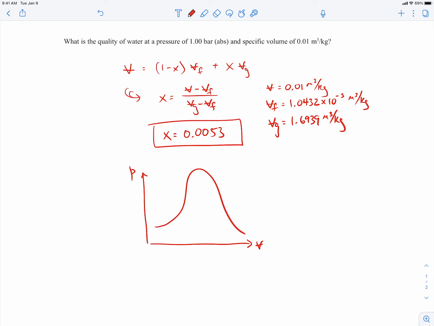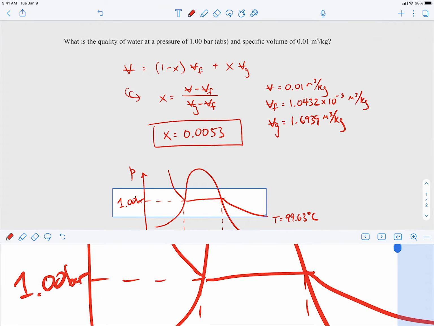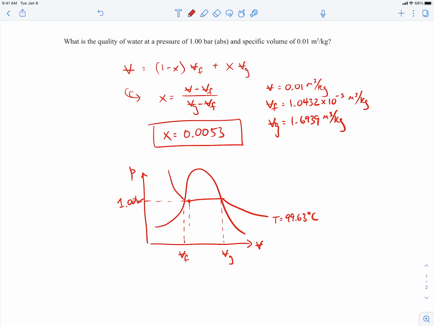Here's our vapor dome. Let's draw an isotherm to go along in here. So here's an isotherm. So we're talking about a pressure of 1 bar. The corresponding isotherm, and I think the temperature was 99.63 degrees Celsius. It's the saturation temperature to go along with that. Here's our saturated liquid specific volume. Here's our saturated vapor specific volume. And our given specific volume is somewhere closer to the liquid side. So we're somewhere right about there. So there we are on a PV diagram.